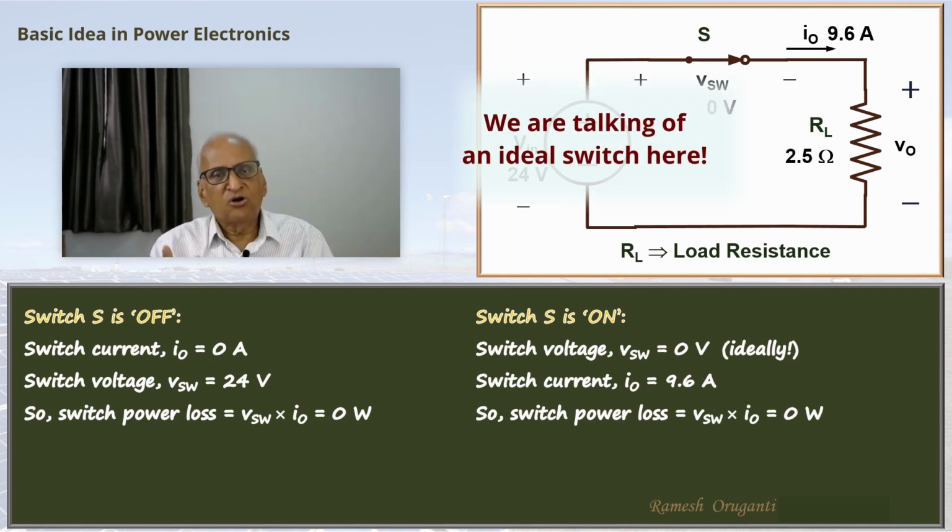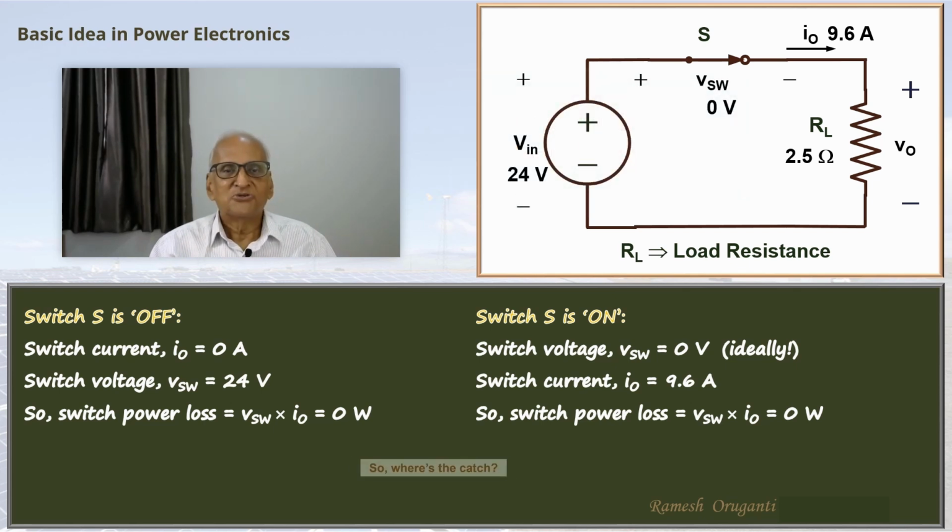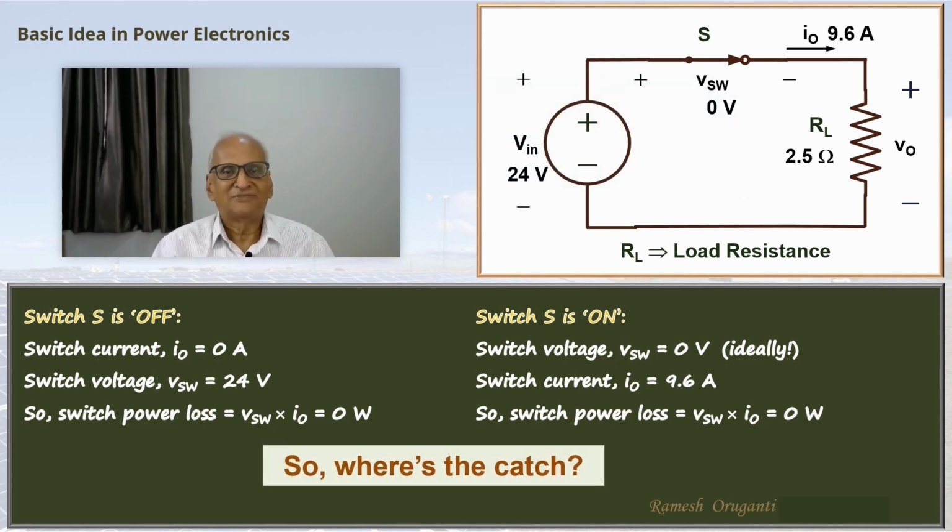So when the switch is on, it is 0 watts of power loss. When the switch is off, it is 0 watts of power loss. So the switch does not dissipate power. Good. So have we solved the problem? Where's the catch? This is the approach taken by power electronics. You switch, and ideally at least there's no power loss while turning on or turning off, unlike if you stick a linear dissipative device there. So where's the catch?